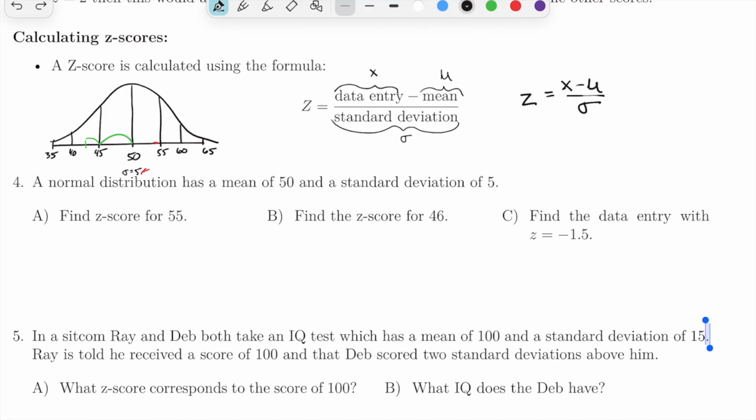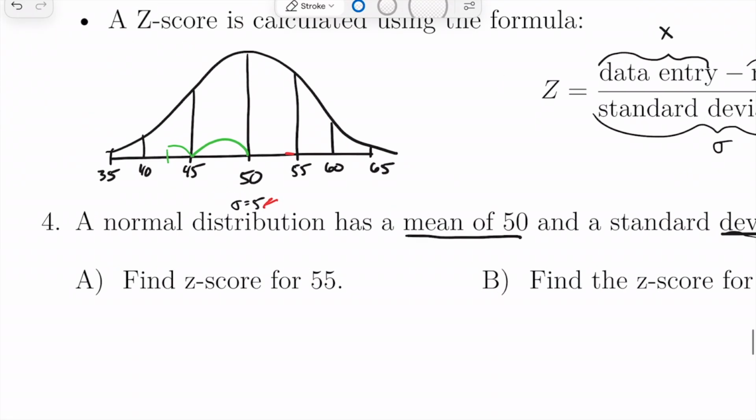A normal distribution has a mean of 50 and a standard deviation of 5. Now I've taken the liberty to go ahead and draw out what that might look like here. And let me clean this up for just a second. The question says, find a z-score for 55. Well, you should actually be able to look at this and just tell what it is. I can see that z-score is a number of standard deviations, and it looks like that's just one whole standard deviation. I think my answer to this is just going to be 1.